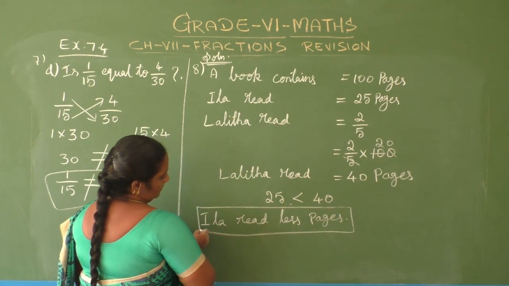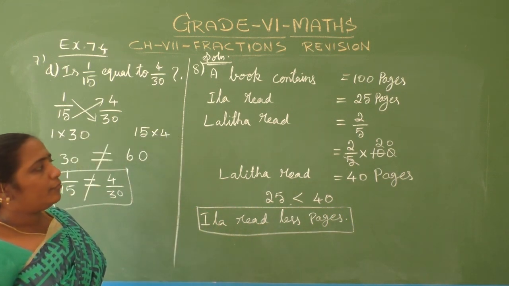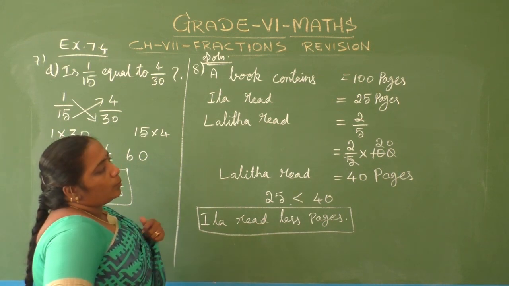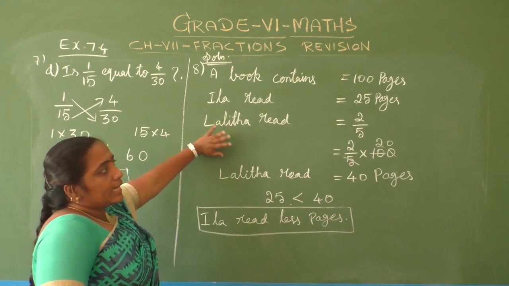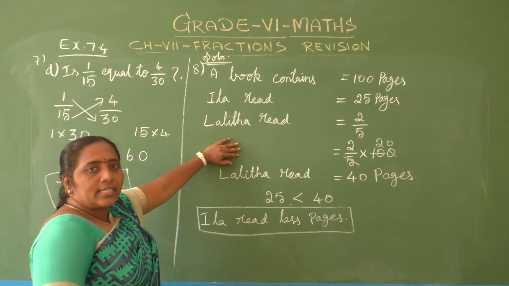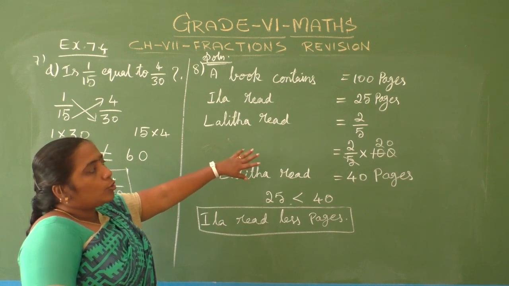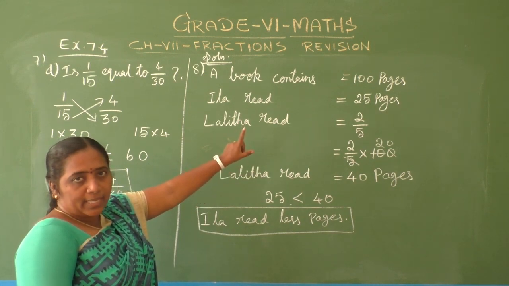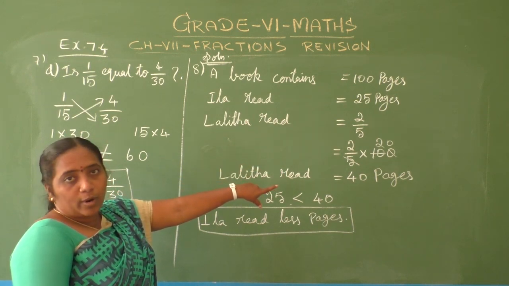Now we find the answer. Okay, ma, do you understand? First, the difficulty in this problem is that on one side they gave the whole number, and on the other side they gave a fraction. Fraction means we don't know how many pages. So first we have to find out what 2 by 5 means in pages. 2 by 5 into the total number of pages in the book, which is 100. When we simplify, we get the answer 40 pages.